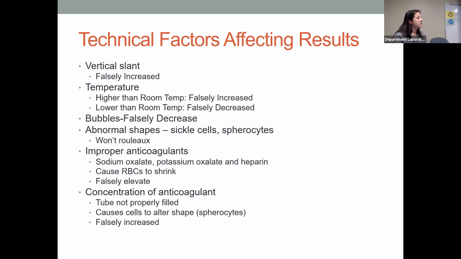You guys will actually get to set up several ESRs in the lab. As you are pipetting blood into those columns, some of you might have some bubbles that form in your column. Just be aware that if you have bubbles within that column, what's going to happen? Are your cells able to rouleau? Are they touching each other? Is that zeta potential able to break down in that rouleau form? No, so it could falsely decrease your ESR.